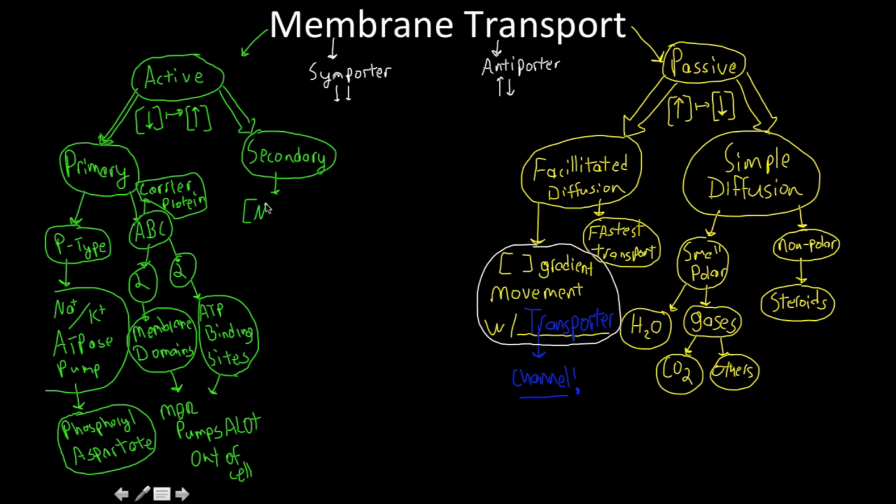So this is a new concentration gradient that we have formed from the action of the primary transporters, the primary transport mechanism. And this usually tends to be a symporter or an antiporter.